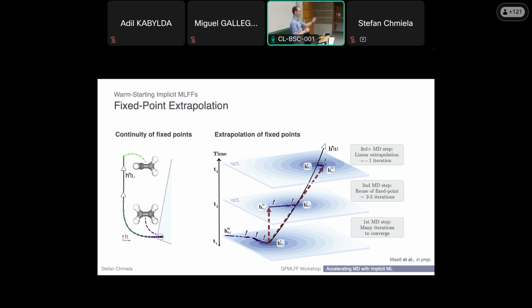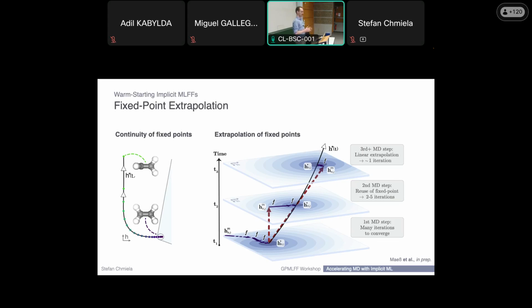Now, already in the second step of our MD simulation, we can use our previous solution and warm start the iteration. So you can see we are much closer to the fixed point now. And in this example, it only takes 2 iterations to reach the fixed point. So we have already amortized some of the cost along this trajectory.